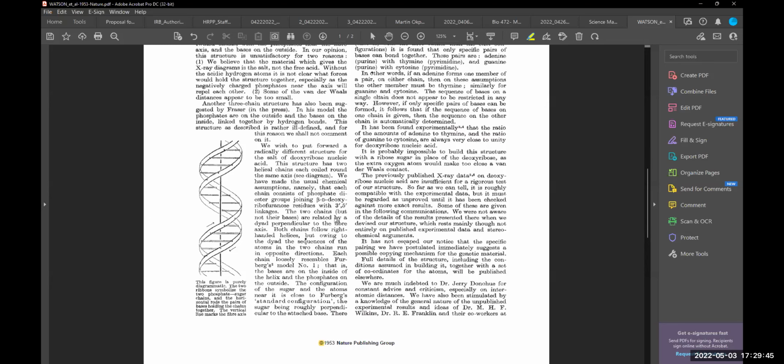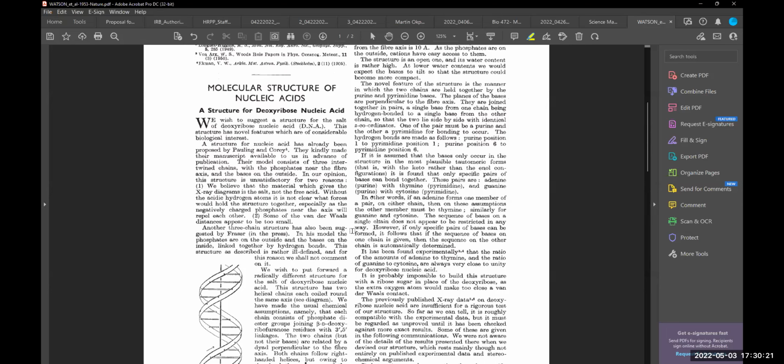And the 2 chains are related by a dyad perpendicular to the fiber axis. So they're perpendicular to an axis and wrapped around. Both chains follow right-handed helices. So they are very specific that the direction of the helix is right-handed. When you're solving a 3-dimensional structure, it is important to say whether it is right-handed or left-handed, right?